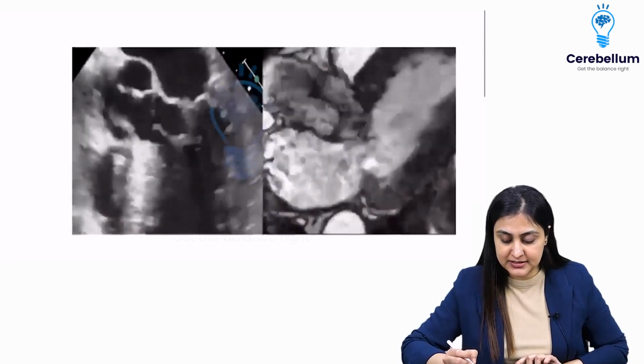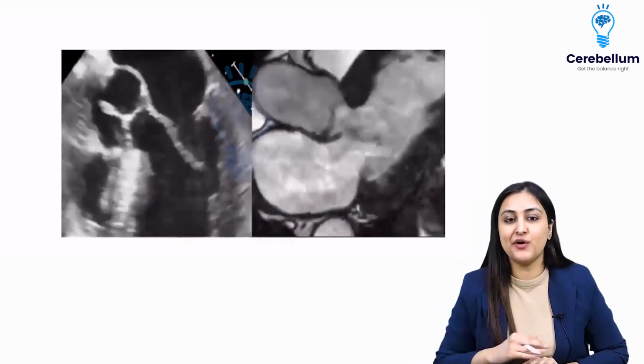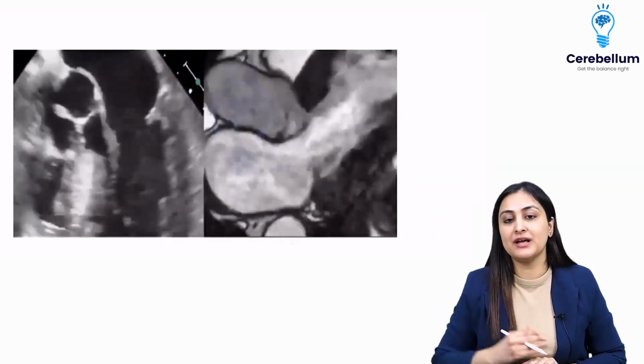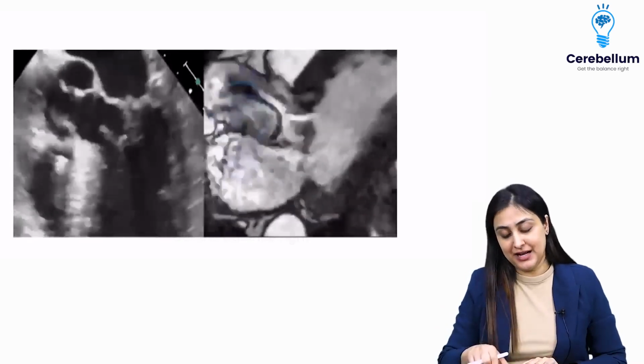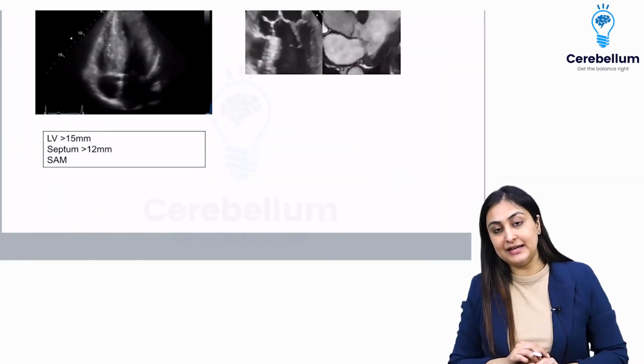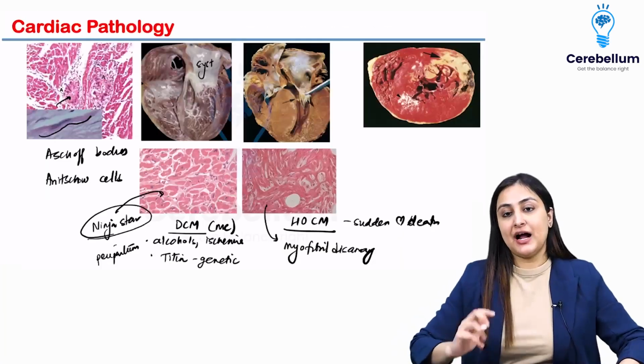So this here is the outflow tract, and you can see this sort of a movement of the valve. So this is blocking the outflow tract further, all right. So this is showing the outflow tract obstruction. This is systolic anterior motion is what is being shown. So this was about the cardiomyopathies.